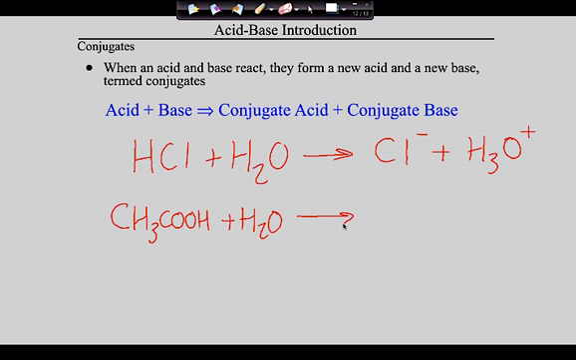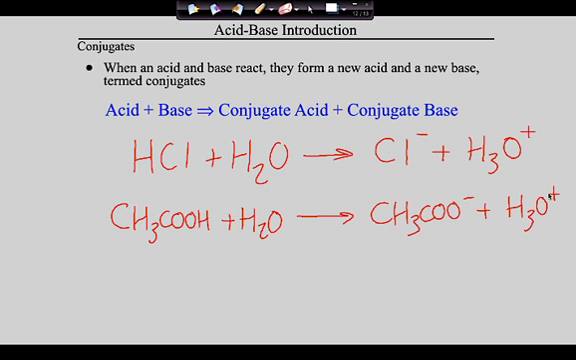Now we come down here. This gives away a hydrogen. So we get CH3COO-, and again we form hydronium ion. So now let's talk about our conjugates. This is acetate. What is the acetate ion? The conjugate acid or the conjugate base? Go to the acid, take away the hydrogen. What's left is the conjugate base. So that would make acetate the conjugate base, and that would make hydronium ion the conjugate acid. Is that okay? You understand the idea?